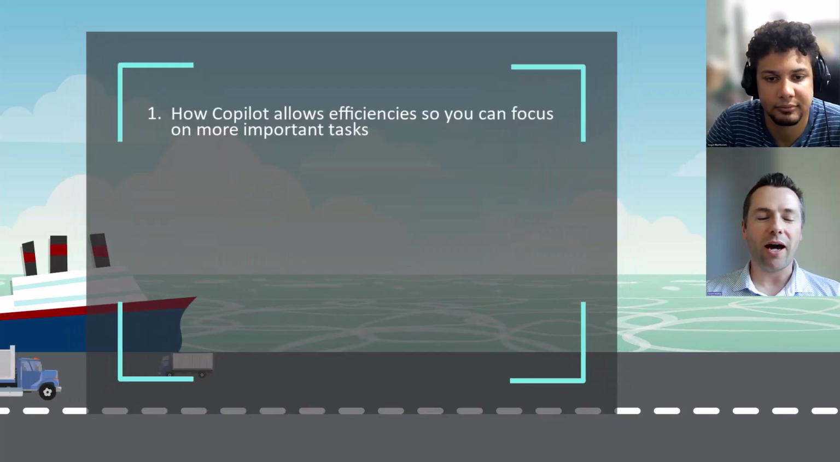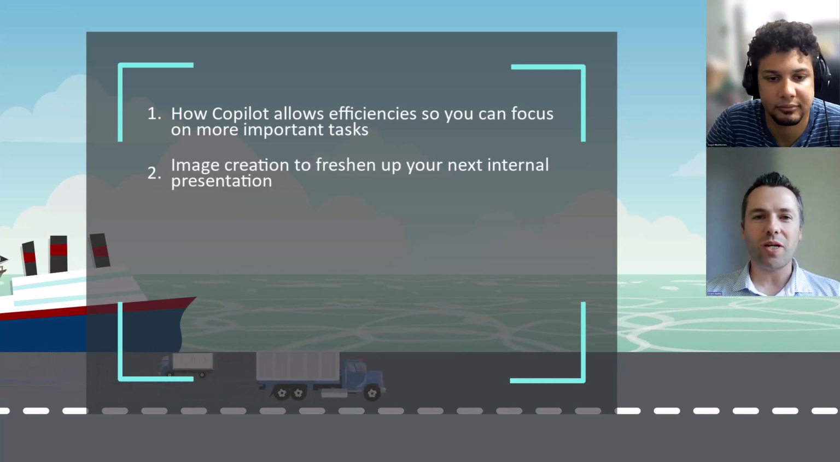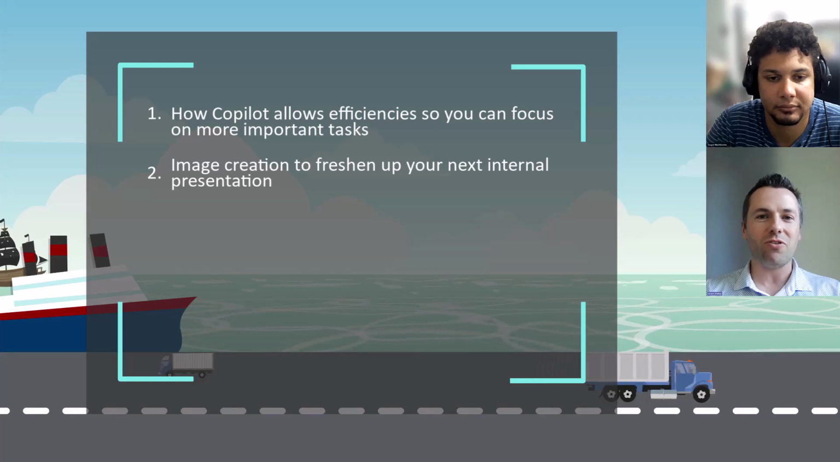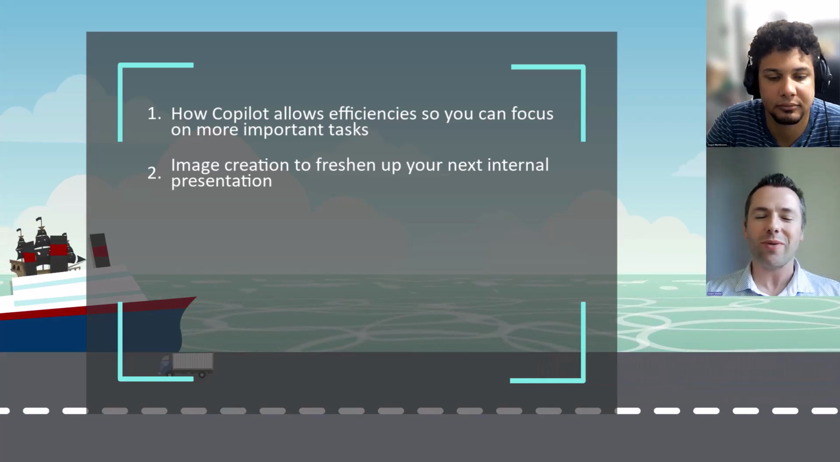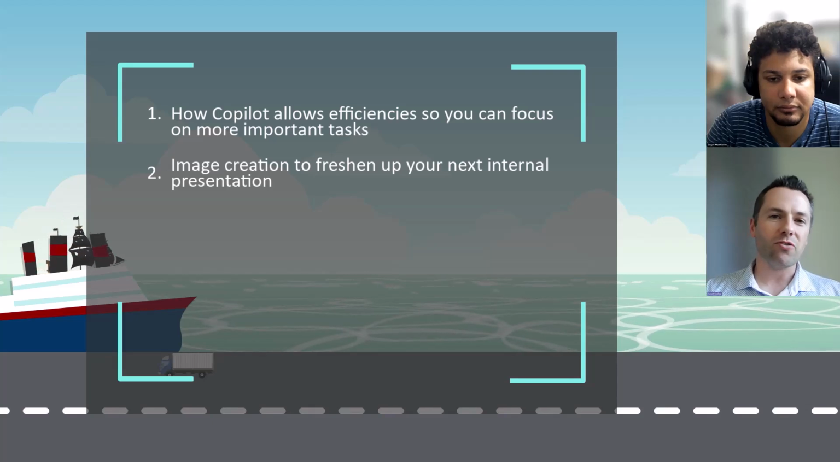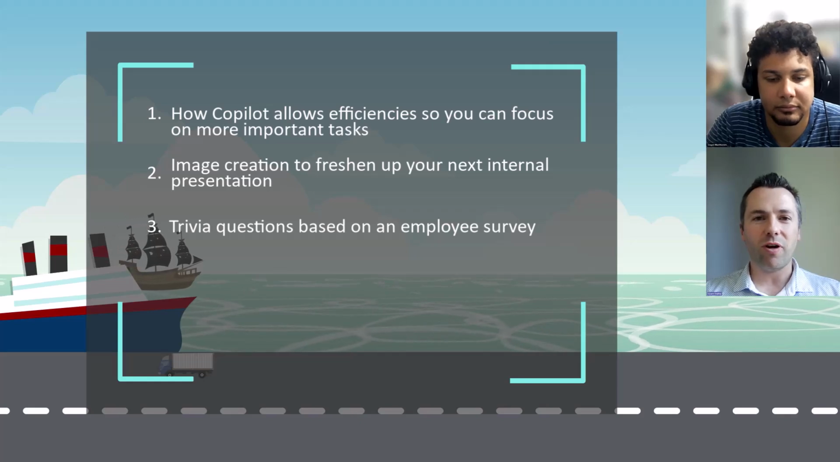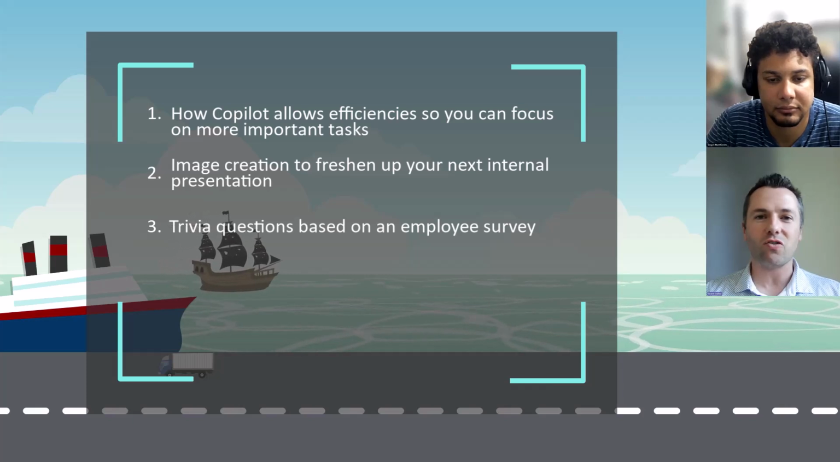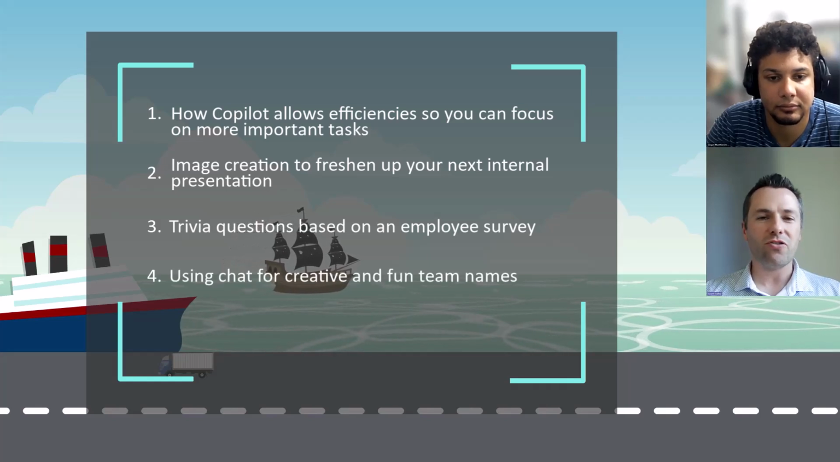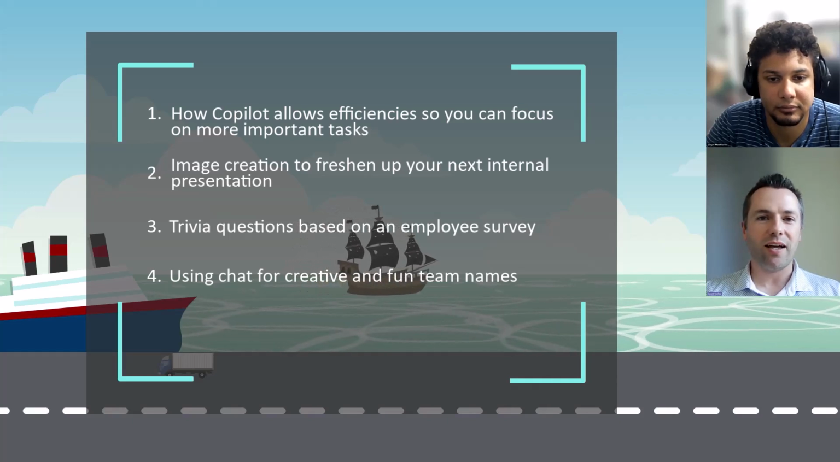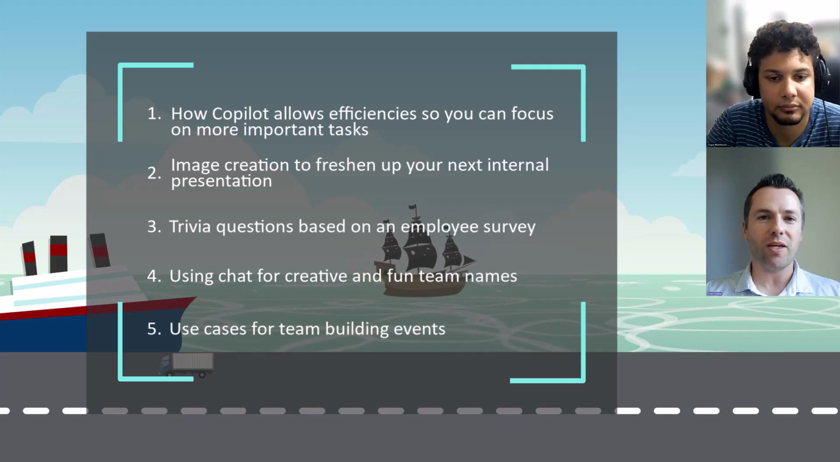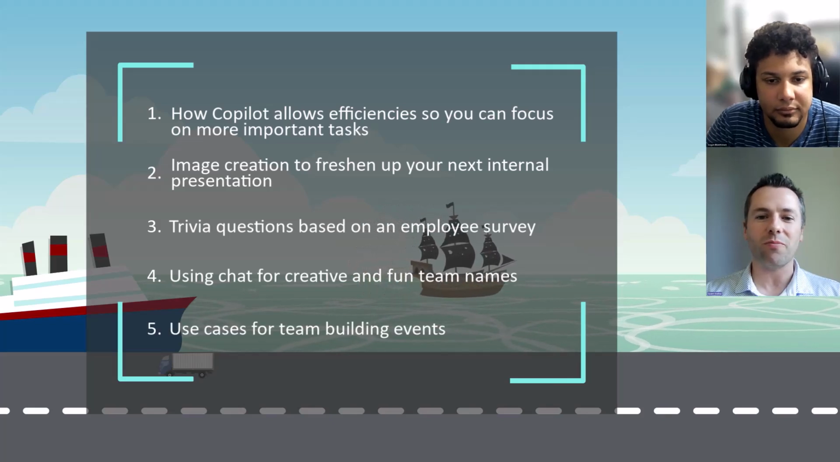We talked about how you can use chat for image creation, and the use case we had today was using an image for an internal presentation as a background for a title slide. Then we also talked about how you can use the work chat to create trivia questions based on an employee survey that was distributed for an ice-breaking activity, like employee get-to-know-each-other trivia. We also talked about how you can use chat for coming up with fun team names or project names, things like that. And then lastly, we showed how you can use Copilot to make your emails a little bit more fun and add some humor to them.